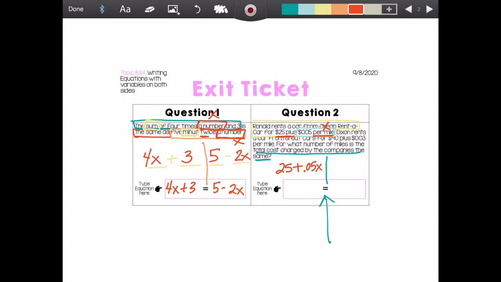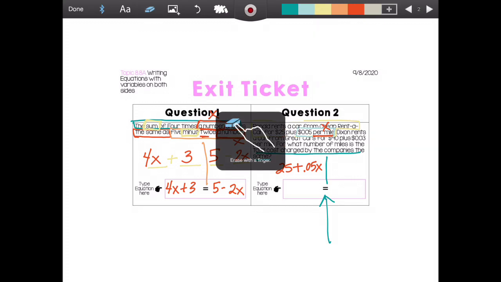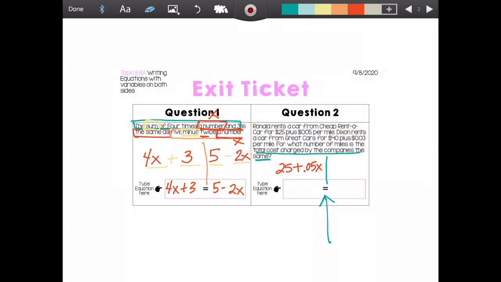Okay, moving on to the right side. Here now we're talking about Dixon. I'm going to erase this really quick to get a better view. So moving on to Dixon, it says that he rents a car from Great Cars for $40 plus 3 cents per mile. Again, we are in the same situation. We know this plus means we're going to be adding two things together.